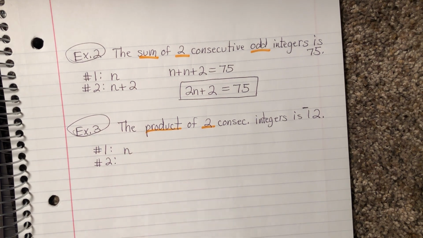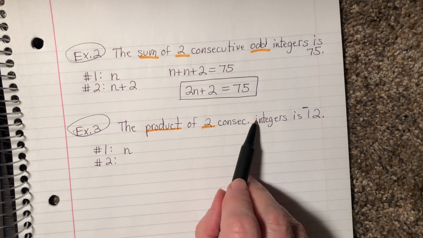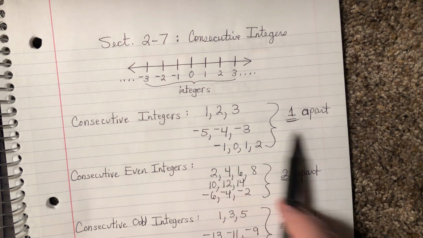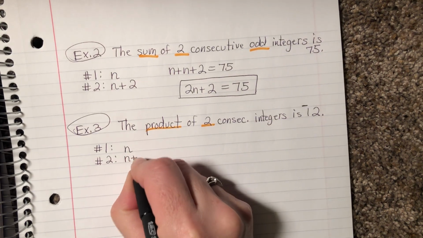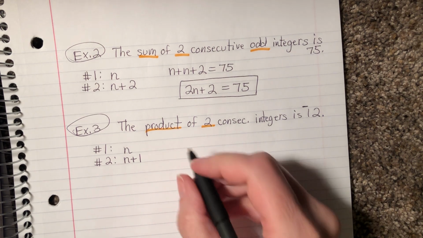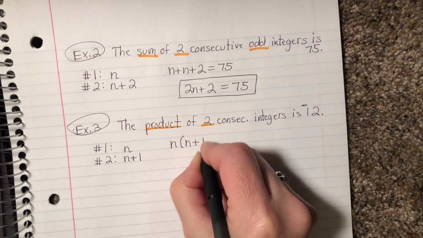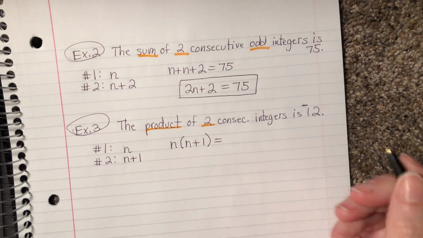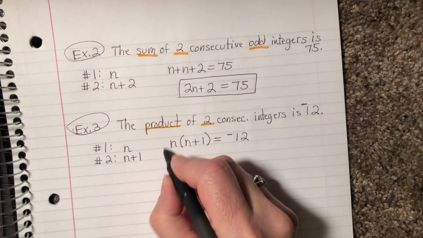Always make the first one n, and they're just consecutive. It doesn't say even or odd. So consecutives are 1 apart. The second number is going to be n plus 1. Now we want their product. Product means multiply, so you have to take n times n plus 1, just like this, equals negative 12. That's the answer.